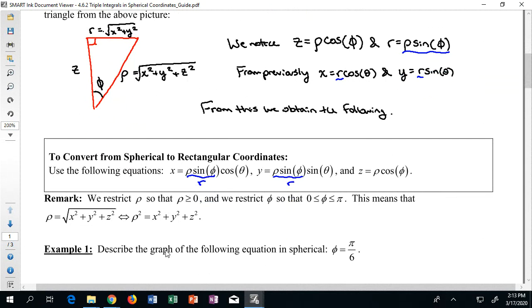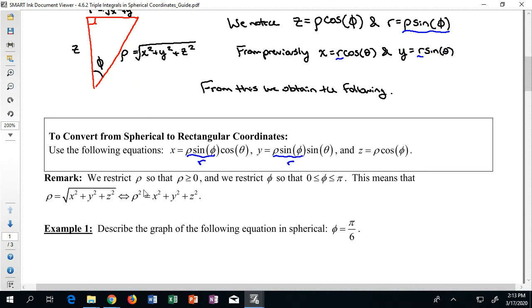What I think is an important thing to remember when I do conversions here is that for x's and y's, they still have that r cosine and r sine shape. They've just been updated with what we have here. Okay. We're going to restrict this value of rho to always be considered a positive value.